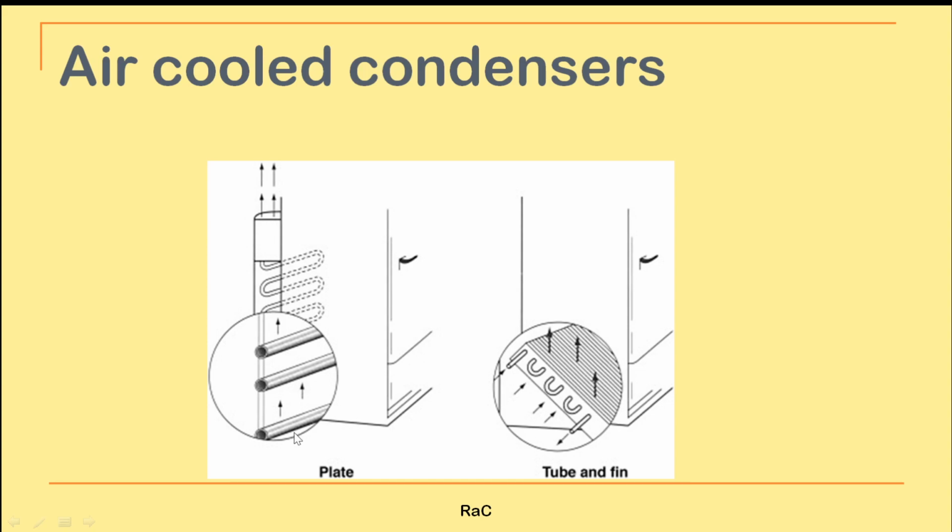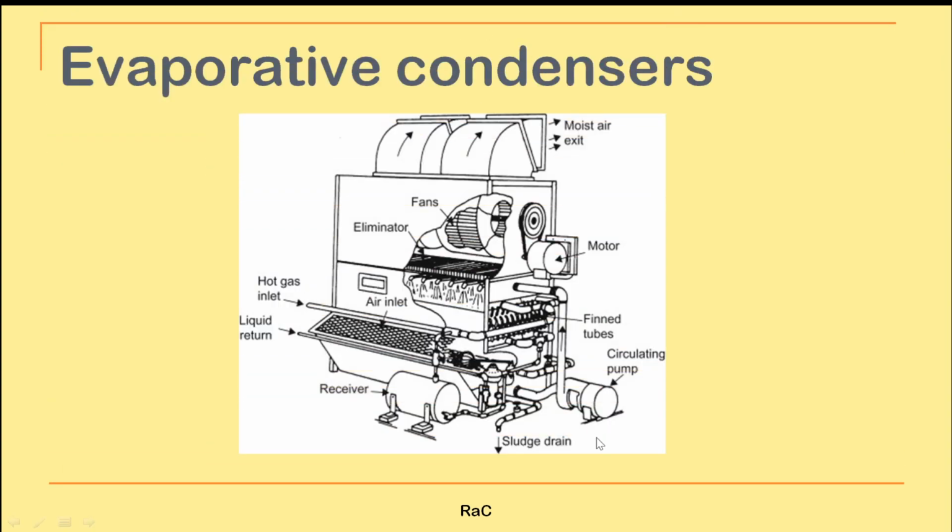The bottom cool air will be rising up when it gets heated up. When the air gets heated up, because of the density difference, the air flows up. The hot air will be moving up, and at the bottom side the hot air will get replenished with cold air. So it can be of plate type and tube and fin type.